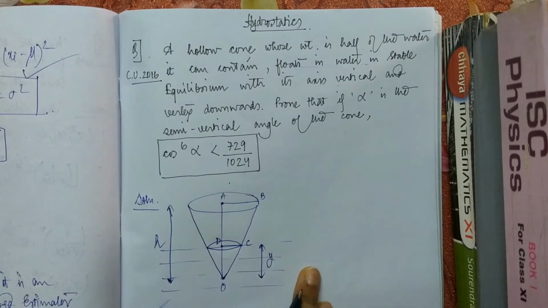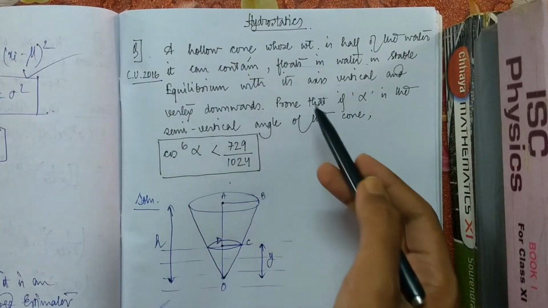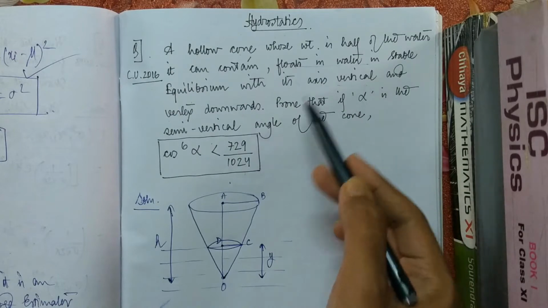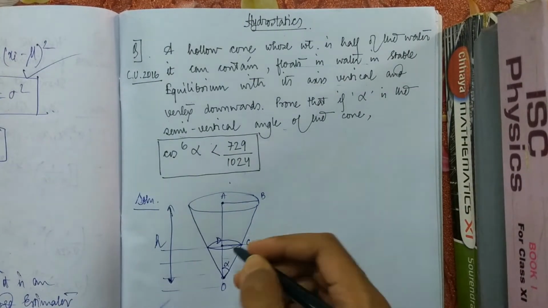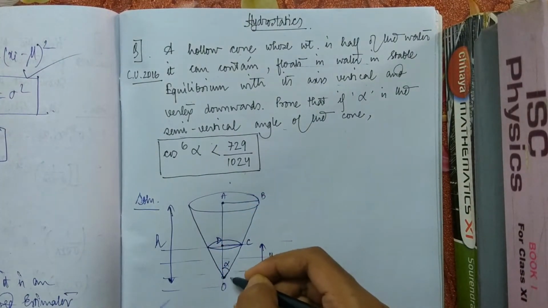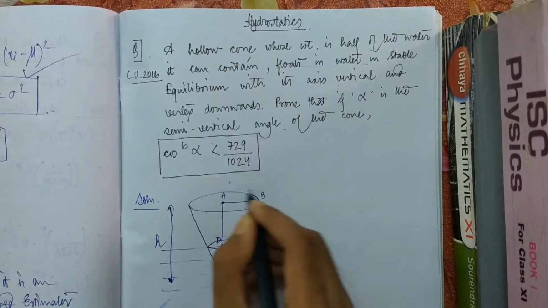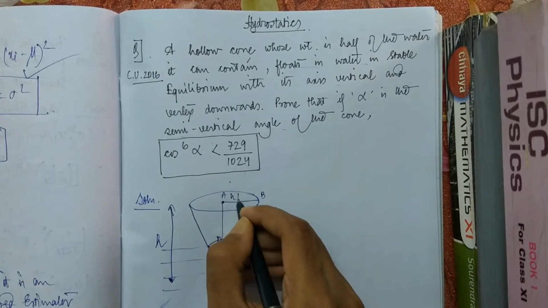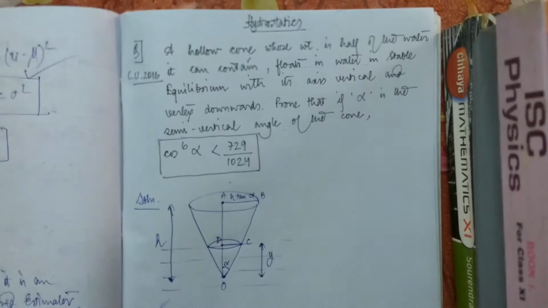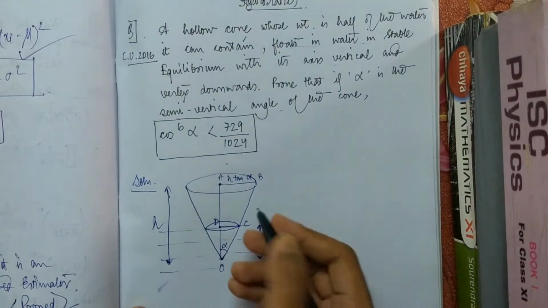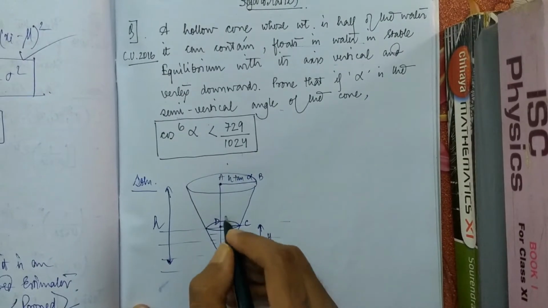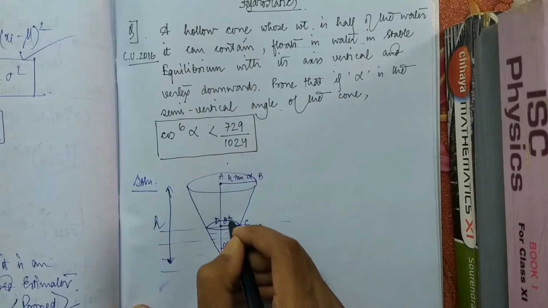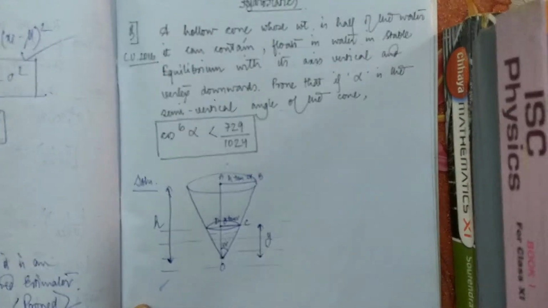Now what does the question say? Prove that if alpha is the semi-vertical angle of the cone, alpha is this angle here. By trigonometry, this is the height H, this is angle alpha, then we will have the radius of the big cone, the hollow cone, as H tan alpha. This is by plane trigonometry. In case of the smaller cone, which is solid, the radius will be Y tan alpha, since the height is Y.